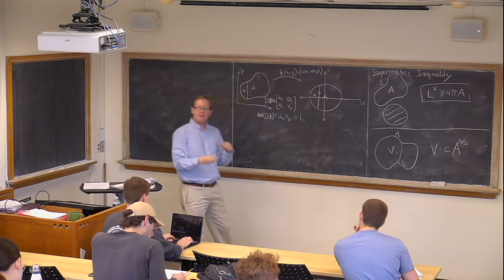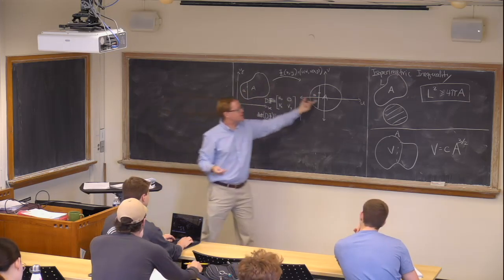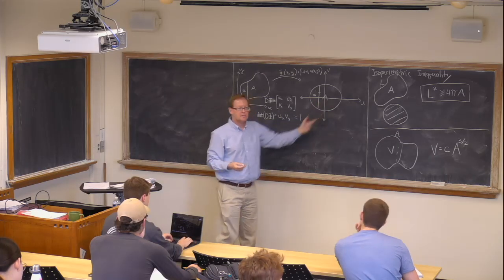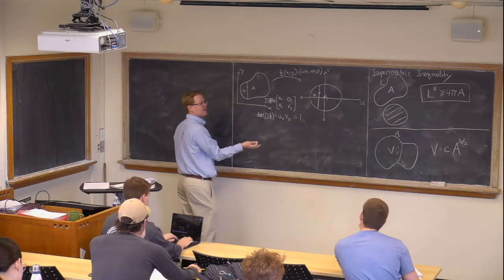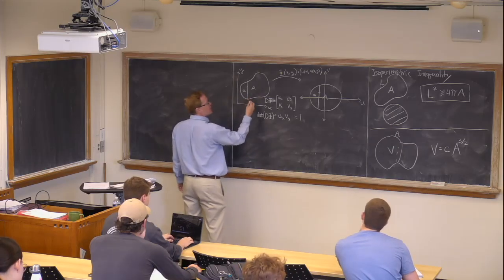And in fact, any region over here will map to a region over there of the same area. Let's prove it for tiny little rectangles. Everything else is made up of tiny little rectangles to a good approximation. Okay, how do we prove this?